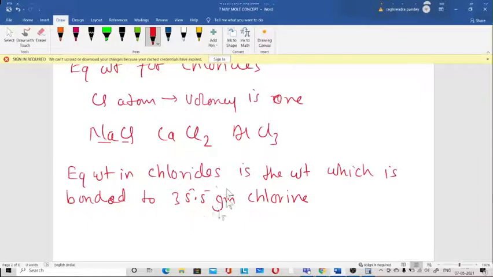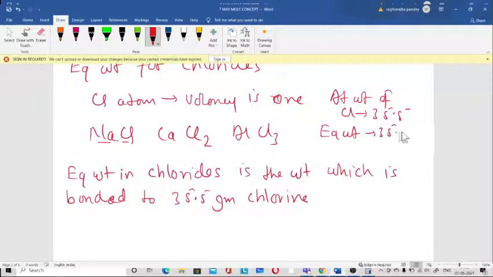Why 35.5 gram chlorine? Because the valency of chlorine is 1, the atomic weight of chlorine is 35.5, so the equivalent weight of chlorine is also 35.5 because its valency is 1. Valency is 1, so equivalent weight will be equal to atomic weight. That is the same as that of oxide. In oxygen, what is the weight? It is 8 gram because the equivalent weight of oxygen is 8.